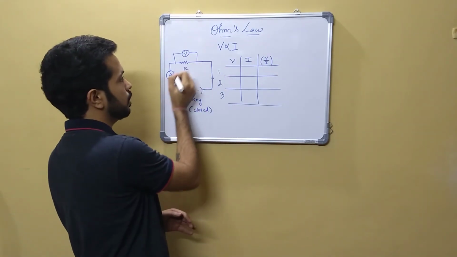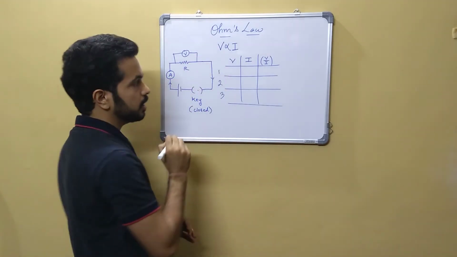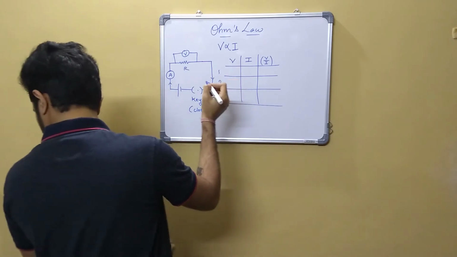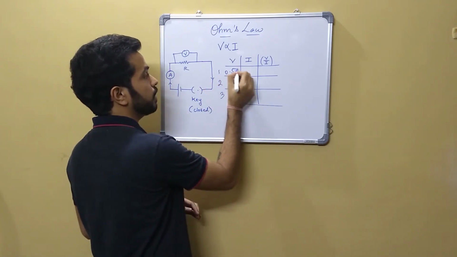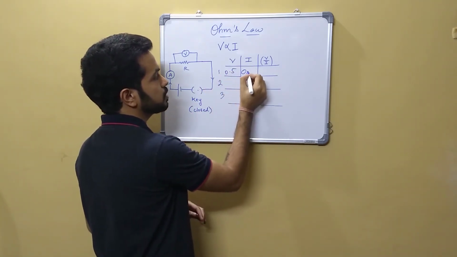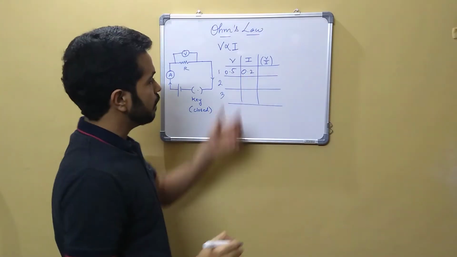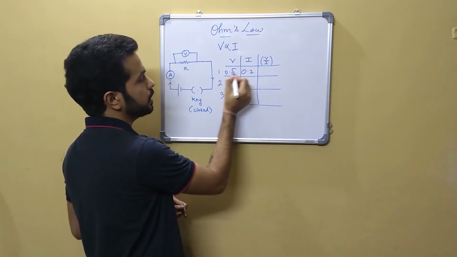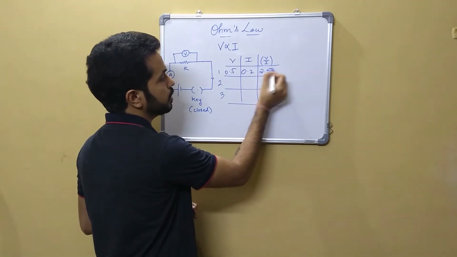I measured the potential difference, I measured the current, and I found that the potential difference comes out to be 0.5 volt and the current comes out to be 0.2 ampere. Now when I take the ratio of V upon I, I get it as 2.5.